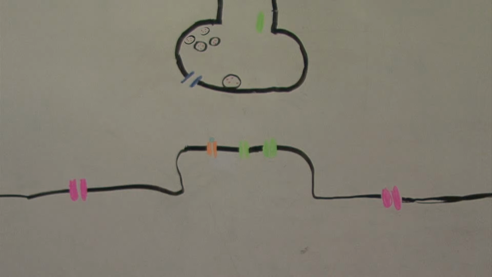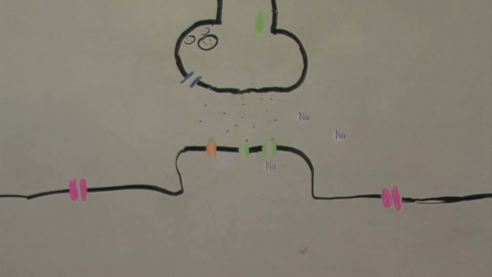Snare proteins pull the vesicle and the membrane together, causing the vesicle to fuse to the membrane and release excitatory neurotransmitter, glutamate, into the synaptic cleft. The neurotransmitter then binds to the AMPA receptors on the postsynaptic spine. This causes the channel to open and sodium to enter. The influx of sodium results in a slight depolarization.